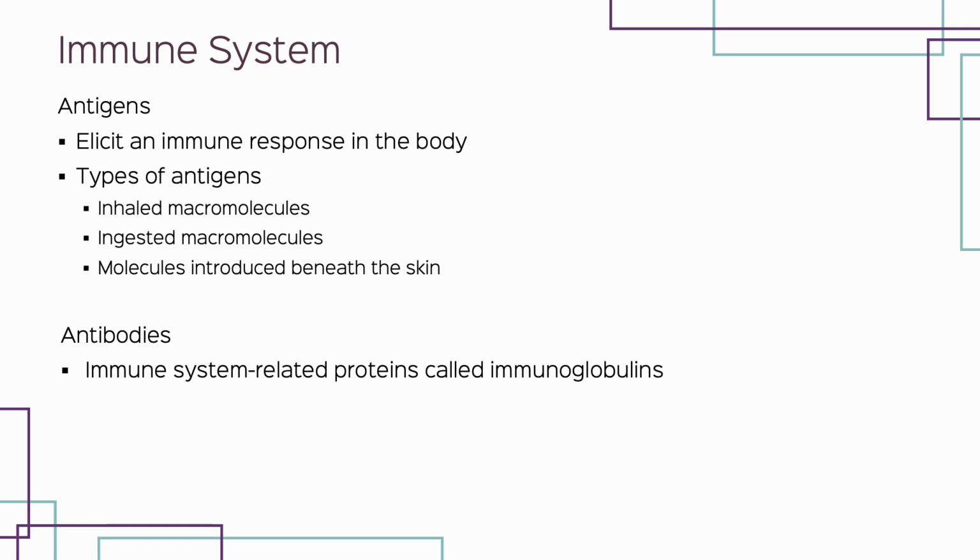Antibodies are immune system related proteins called immunoglobulins. Some antibodies will destroy antigens directly, and others indirectly by making it easier for white blood cells to destroy the antigen.